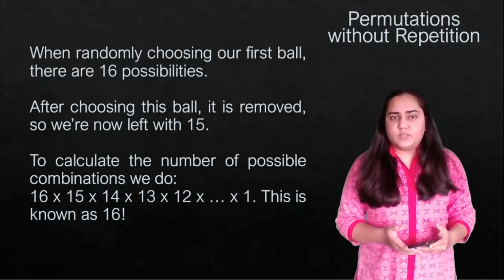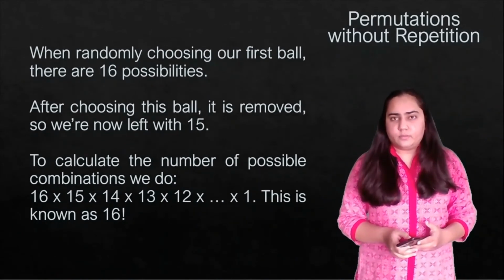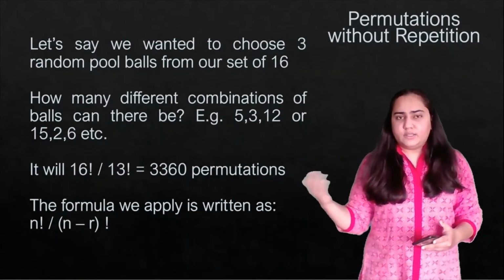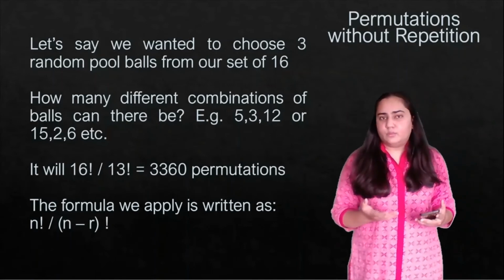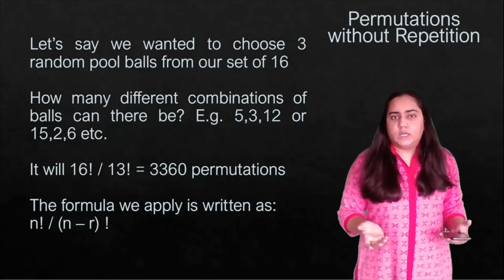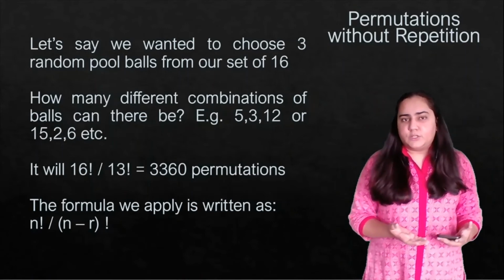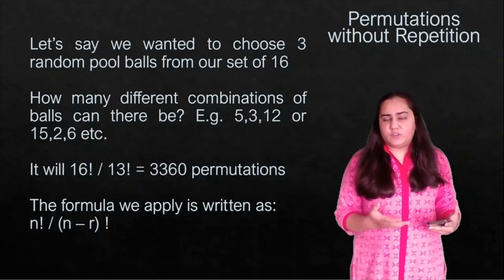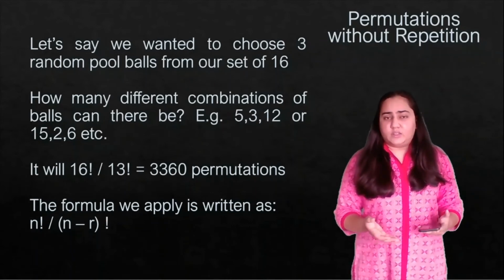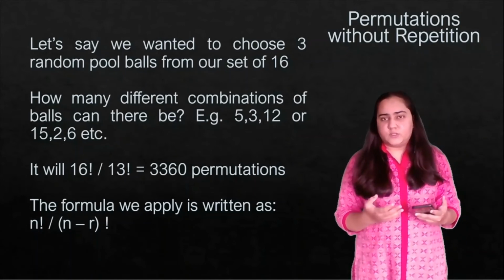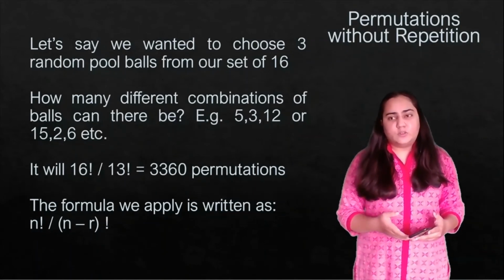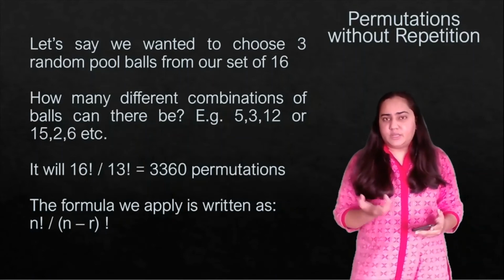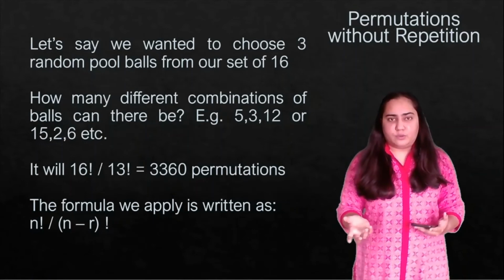Now, when you're randomly choosing the first ball, now let's say that you wanted to choose 3 random pool balls out of the set of 16. Then how many different combinations of balls can you get? So there are 16 balls, you're choosing 3. So what are the different combinations of 3 that you can get? And remember that order does matter because it's a permutation. And it's also a permutation without repetition, which means once you've picked a ball, you're not going to put it back in the set of balls.